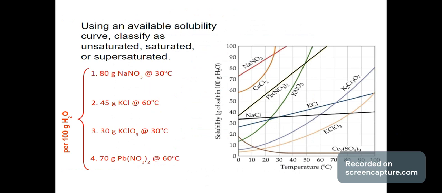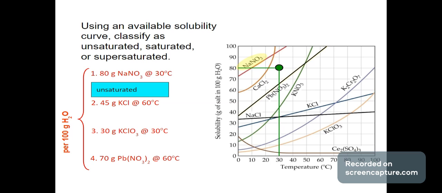So here's some examples of some other situations, classifying. So we have for the first one 80 grams of NaNO3 at 30 degrees, which is sodium nitrate. So let's look at where it intersects 30 degrees at 80 grams. And if we look at where the line is, we can already tell that because it's below the curve on the line, it's going to be unsaturated.